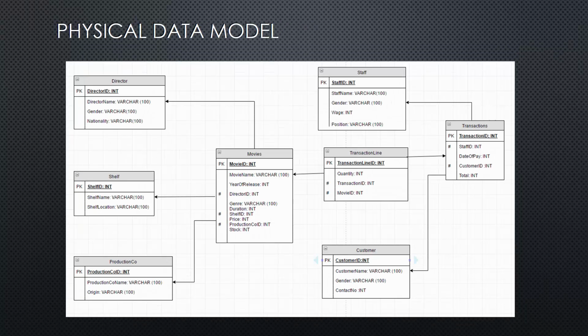Now, we'll move on to the physical data modeling. This is a representation of a data design which includes the table structures, like the data type, the primary key, foreign key, and the constraints. In this data model, we can see the data type allocated to each column in every table. Furthermore, we can also see which one is the strong entity and the weak entity. For example, the movie table is a weak entity, since it relies on director, shelf, and production company tables. Same goes for the transaction table, where the table can exist with a transaction line, customer, and staff.